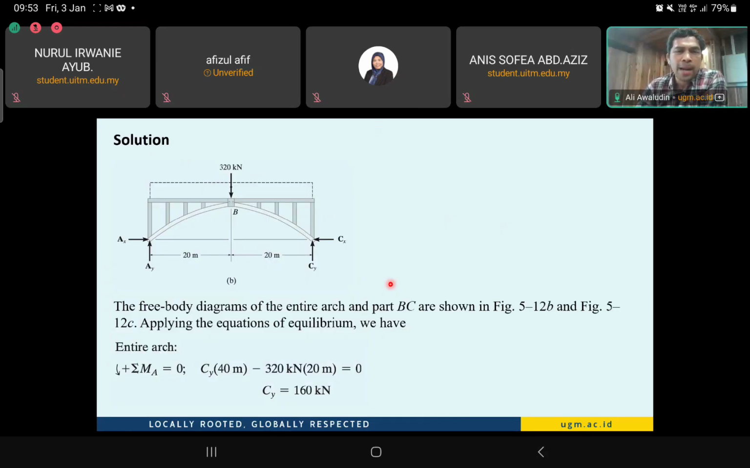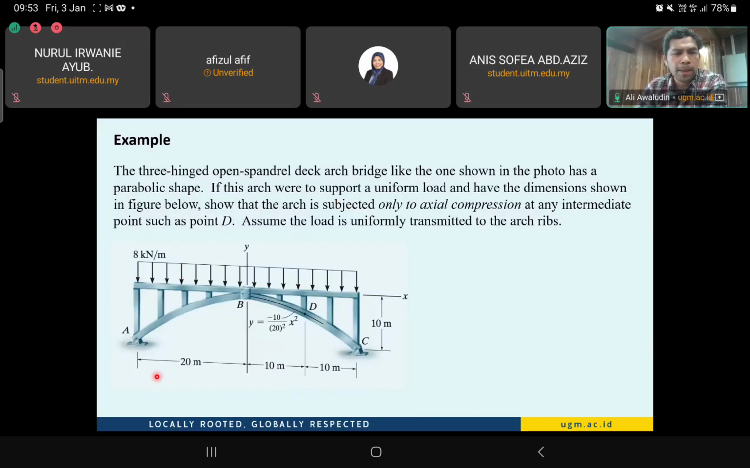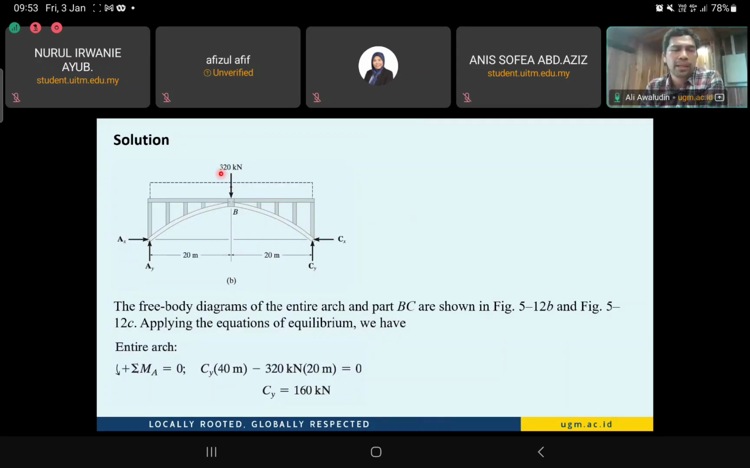So here, applying the free body diagram, we have the uniform load in total. In the beginning we have 8 kilonewton per meter, multiplied by 40 meters length, so we will have 320 kilonewton at the top because it's symmetrical. I just put in the load level. So we have the resultant and we take the moment to the distance to point A, so sigma moment equals 0.